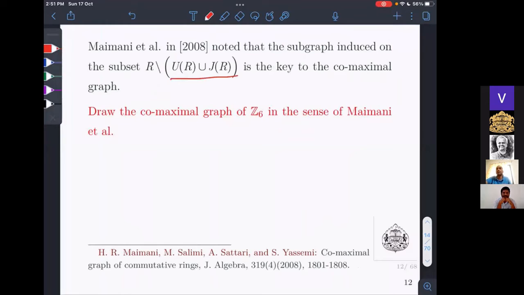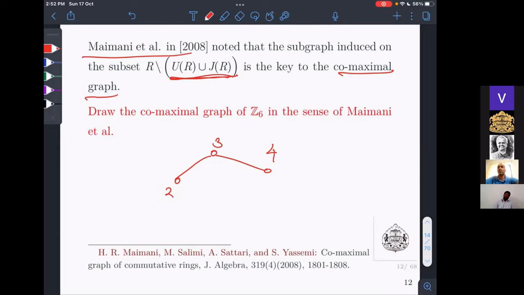As I told you, people observed that these sets will not contribute much, so they threw them out, and then they talked about the co-maximal graph, that is Maimani and others. Just now we observed the co-maximal graph of Z6 in the sense of Maimani. So we have here two, okay, I should not write two, then we have three, and here we have four, right? So this is a co-maximal graph of Z6 in the sense of Maimani, because we are throwing out the units and the elements which are present in the Jacobson radical. Okay, so that is the graph which we are looking at.